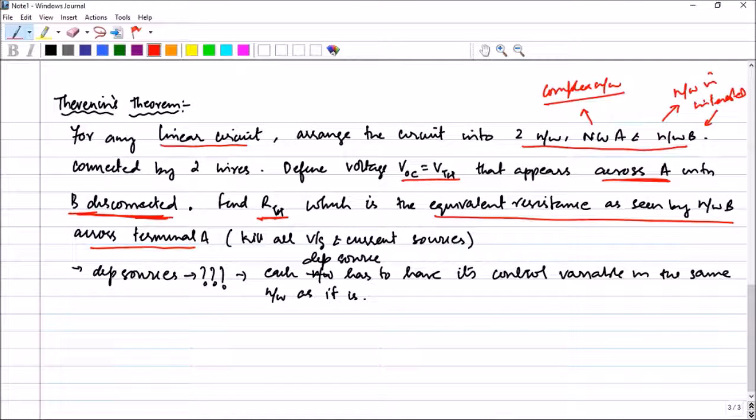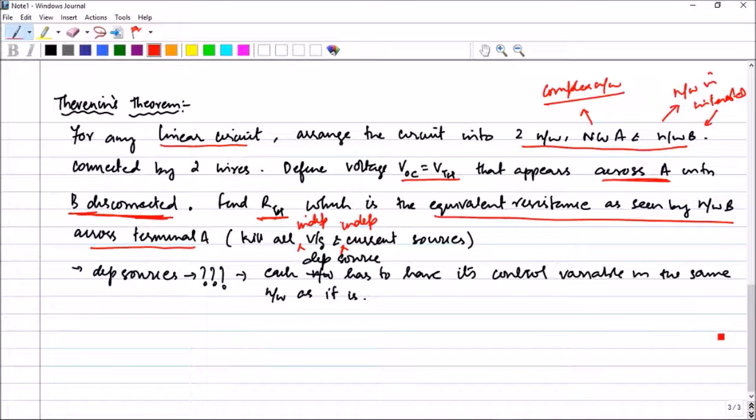And while finding the Thevenin resistance, you have to kill all, I'll add one term here, all independent voltage and independent current sources. Alright. So the question comes, if dependent sources are coming, what will we do? That is a separate topic. In case you are having a dependent source in the network A, you should make sure that the control variable of that dependent source is also in the network A. You cannot have the dependent source in network B and then create a Thevenin equivalent. We'll see that in future problems.